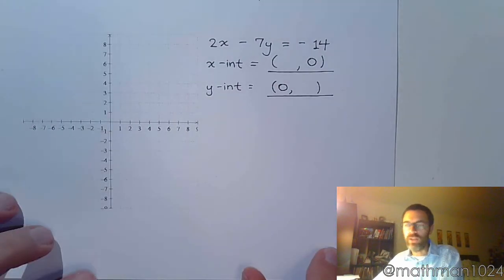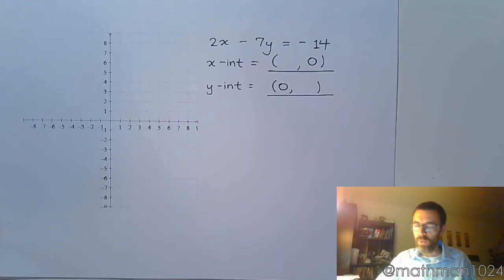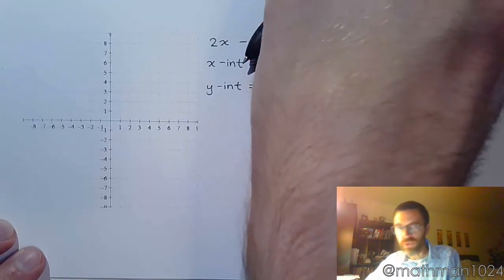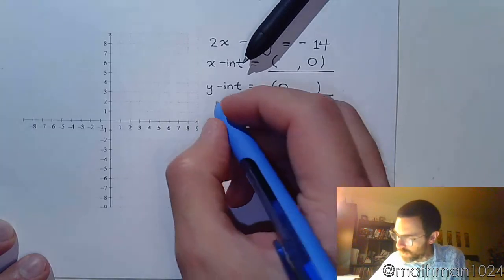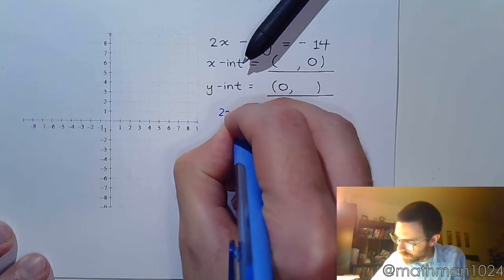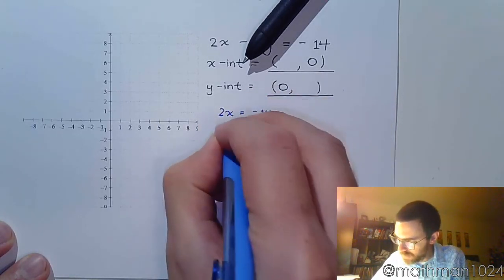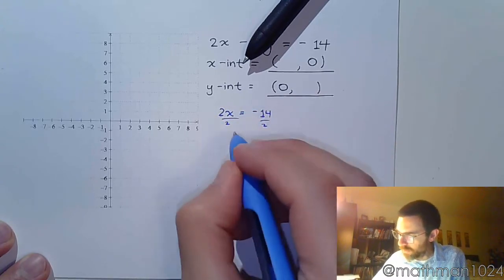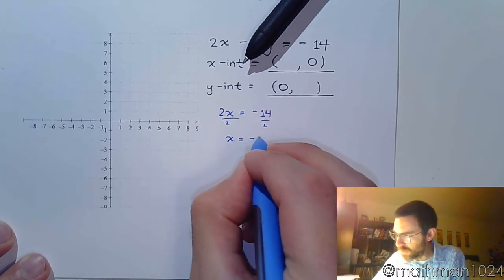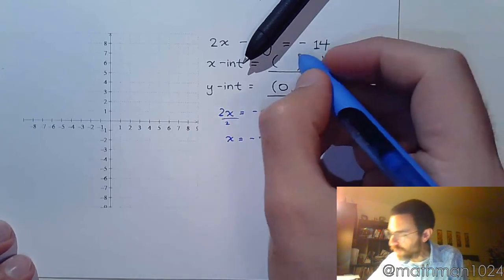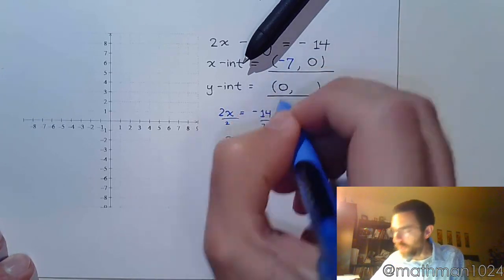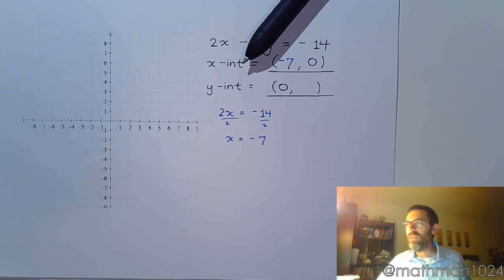And knowing that those guys are zeros, we can do this little cover-up game like I was showing you before. So to find the x-intercept, y is going to be 0, so just cover that guy up. And if y is 0, we have that 2x equals negative 14, divided by 2, so x equals negative 7. So very quickly, we get the x-intercept, not even needing a calculator or anything fancy like that.